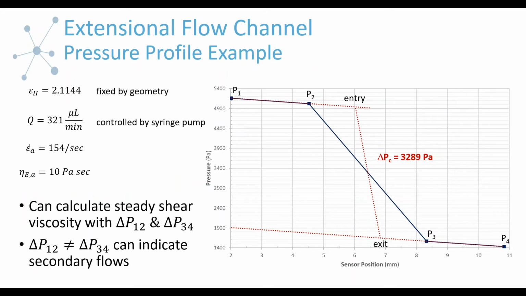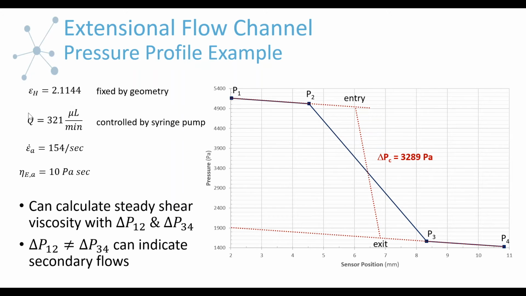Okay, so let's look at an example of some real data that we have, a real pressure profile that we measured in the extensional chip. What you can see is we were able to extrapolate the pressure drop between pressure sensors 1 and 2 to the entry point of the flow channel, and then also extrapolate the pressure drop between 3 and 4 to the exit of the flow channel. And from this, we calculated this delta P_C.